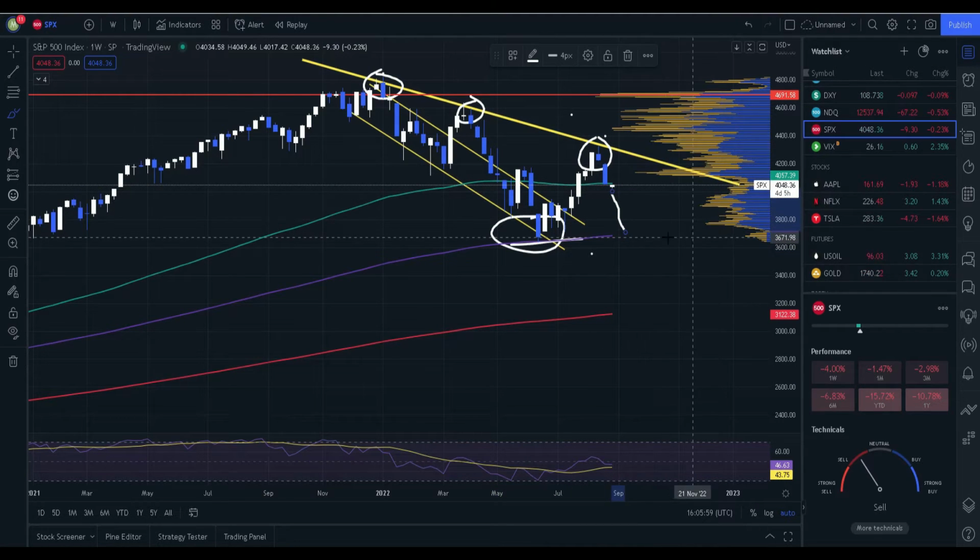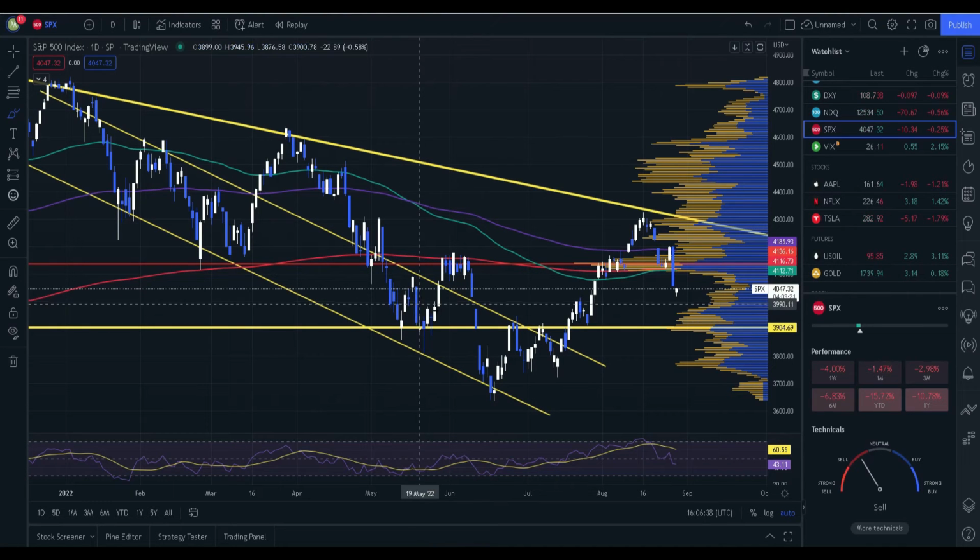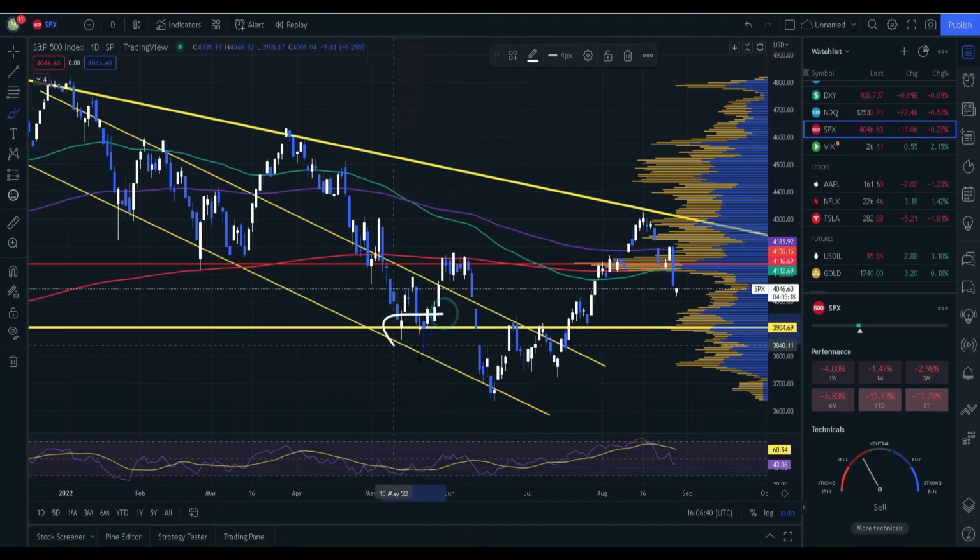We cannot ignore this scenario and we have to keep this in our mind. Maybe 3700 is the area where we might start seeing some good support for S&P 500. If we talk about support levels, then of course 3900 being a psychological number is actually very important. Support in this area, resistance two times, then changed again to support.